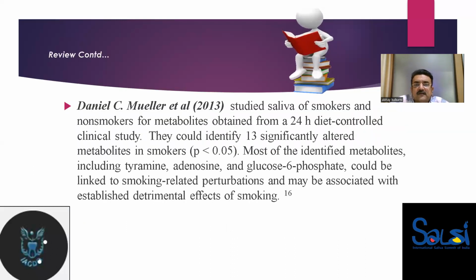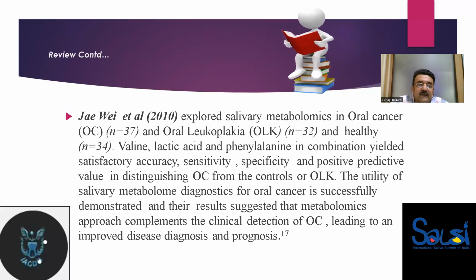Daniel C. Mueller et al. studied saliva of smokers and non-smokers for metabolites obtained from a 24-hour diet control clinical study. They could identify 13 significantly altered metabolites in smokers. Most of the identified metabolites, including tyramine, adenosine, and glucose 6-phosphate, could be linked to the smoking-related perturbation and may be associated with established detrimental effects of smoking.